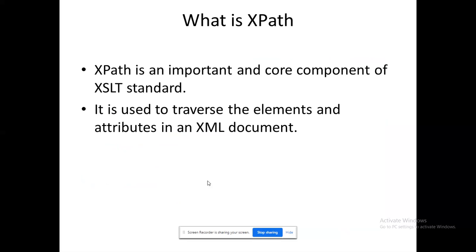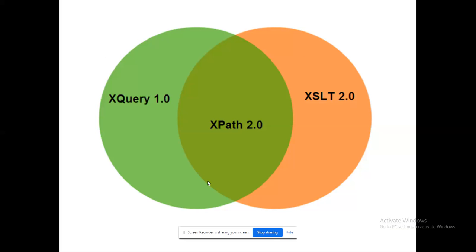So XPath is ready to traverse the elements and attributes in the XML document. It will tell me how to do that. So XSLT and XQuery will combine to use the code of XPath. So that's the technology-based one that we have come across here, right? So that's the point.